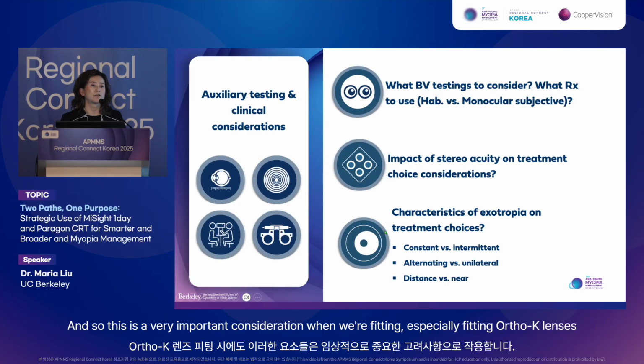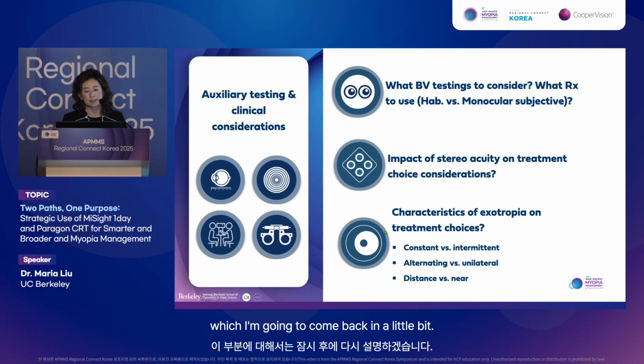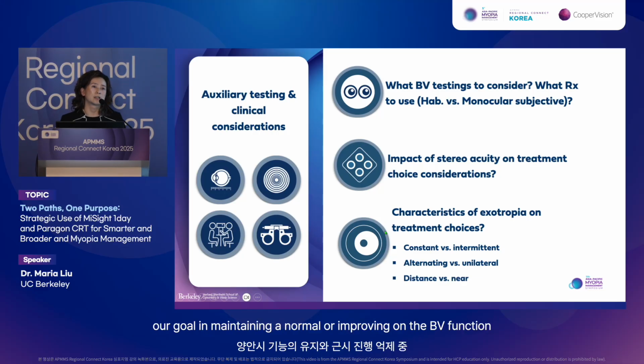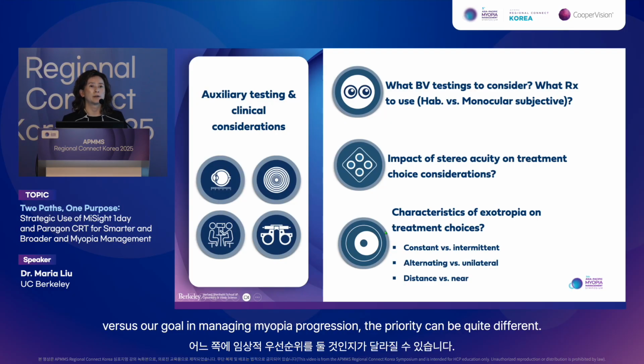And so this is a very important consideration when we're fitting, especially fitting ortho-K lenses, which I'm going to come back to in a little bit. And in terms of the patient's exotropia, if this is constant versus intermittent, our goal in maintaining a normal or improving on the BV function versus our goal in managing myopia progression, the priority can be quite different.